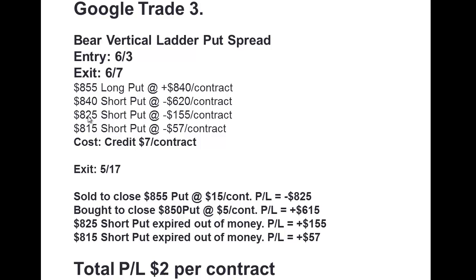I also shorted below the 825 puts. This was another ladder put spread, and below that the 815 puts. I did that based on some other indicators and the way that I look at support and resistance. I felt comfortable that we were not going to get down to this level, being weekly options with only 2 days left. So I took advantage of selling additional out of the money options against it for time value and time decay. Collected $155 there, collected $57 a contract there.